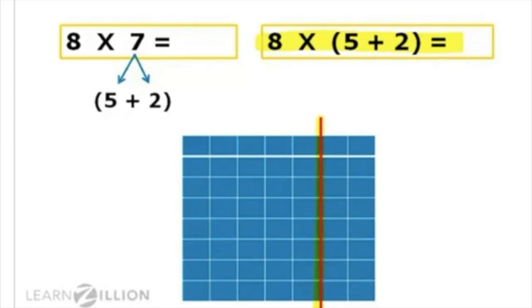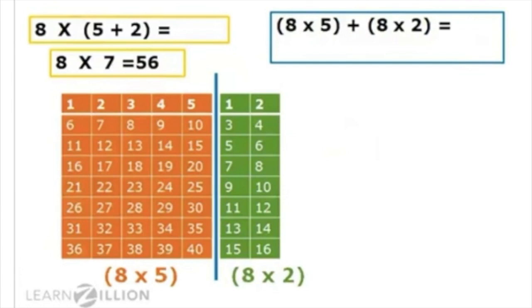Our first rectangle will still have 8 rows, but there will be 5 square units in each row. Our second rectangle will also have 8 rows, but there will be 2 square units in each row. We can solve this by finding how many total square units are in each rectangle. So we know that 8 rows of 5, or 8 times 5, gives us 40, and 8 rows of 2, or 8 times 2, gives us 16.